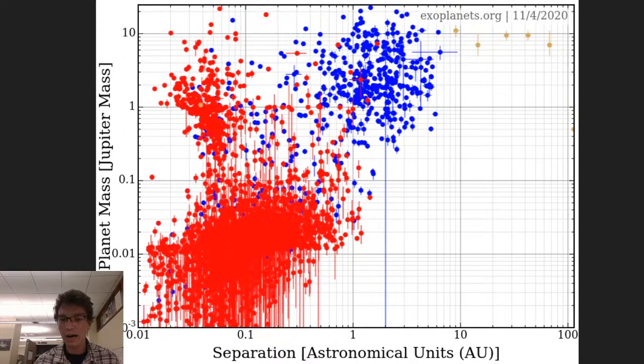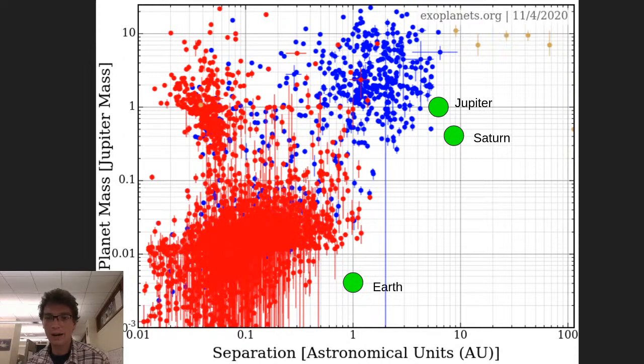We can show our own solar system planets on this diagram as well, and we can compare our own solar system with what we're seeing in other solar systems. So I've done that here. And the first thing that pops out is that there are no planets around other stars that we know of that are like the planets in our own solar system.